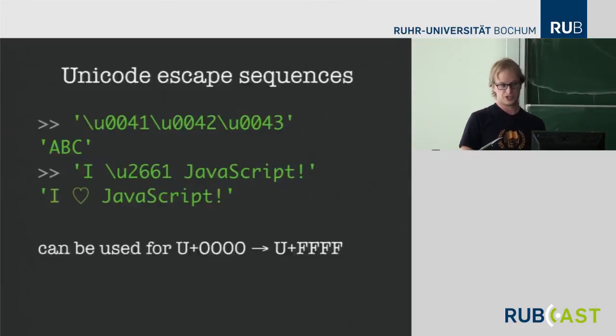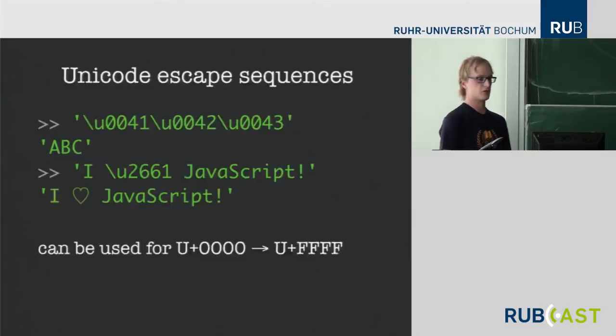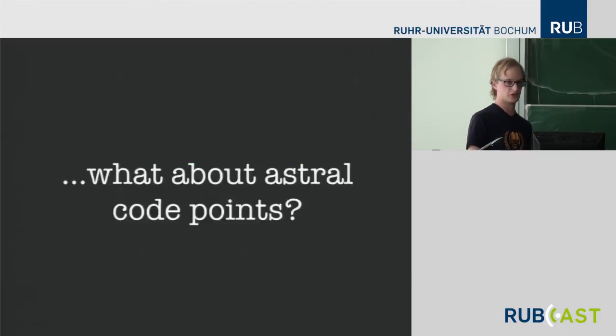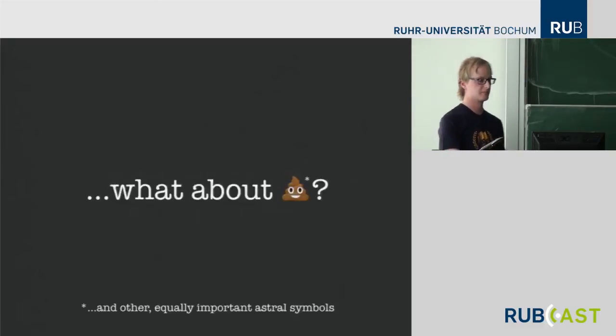So this is much better already. We can use this for all the BMP code points, but what about all the other planes that we talked about before? What about the astral code points? We need more than 4 hexadecimal digits for those, right? So how do we solve that problem? How do we escape them?